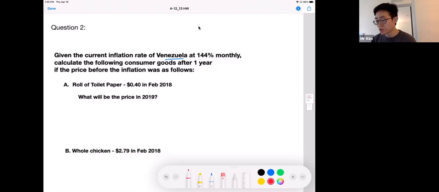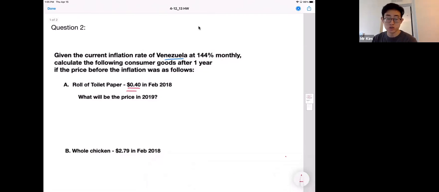But because we're using dollars here, you will not see trillions of dollars, but rather you will see a significant increase in the price for a roll of toilet paper or whole chicken. Okay, Sam, tell me the answer for A and B here.